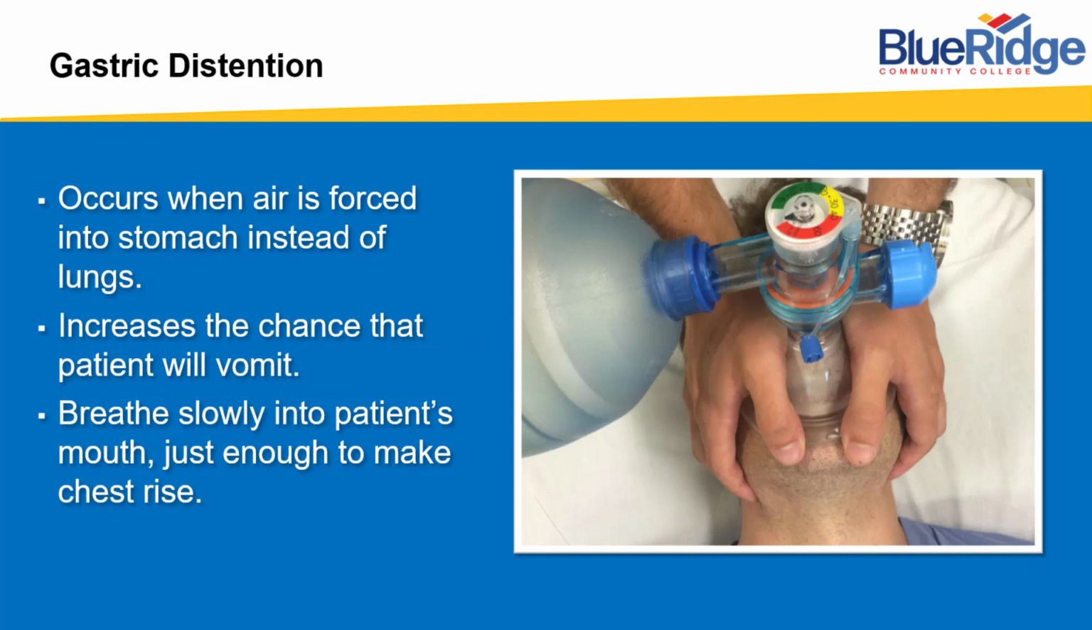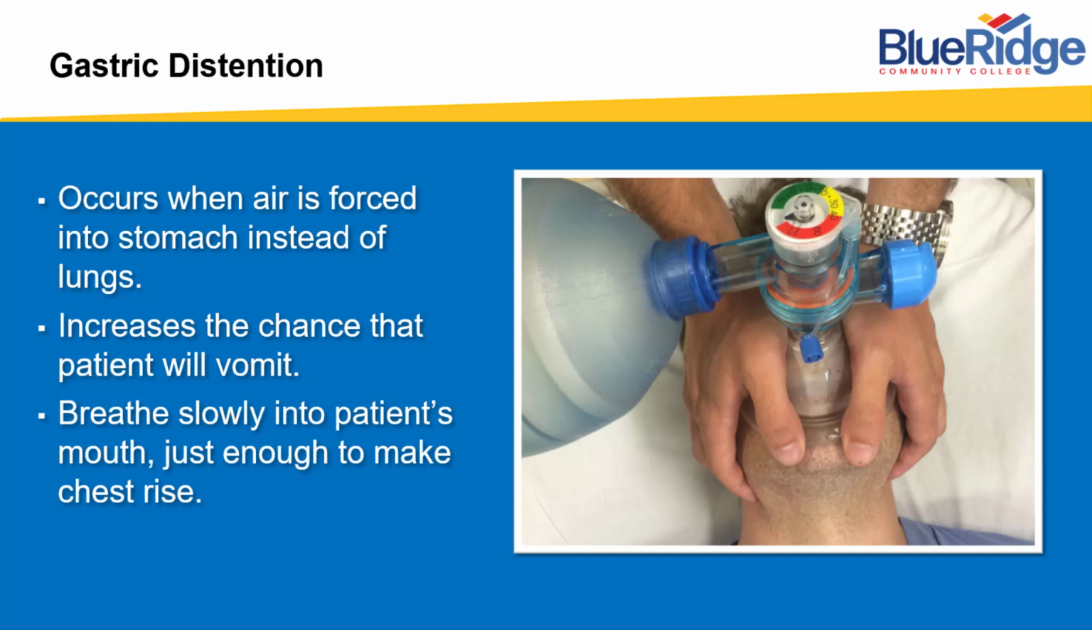This occurs when air is forced into the stomach instead of the lungs. It often occurs during CPR. It does increase the chance that the patient will vomit or aspirate. So we want to breathe slowly into the patient's mouth instead of fast, large puffs or bursts of air. That increases the likelihood that, yes, air goes into the lungs, but you're also forcing air past the larynx, or the glottis, into the patient's stomach.